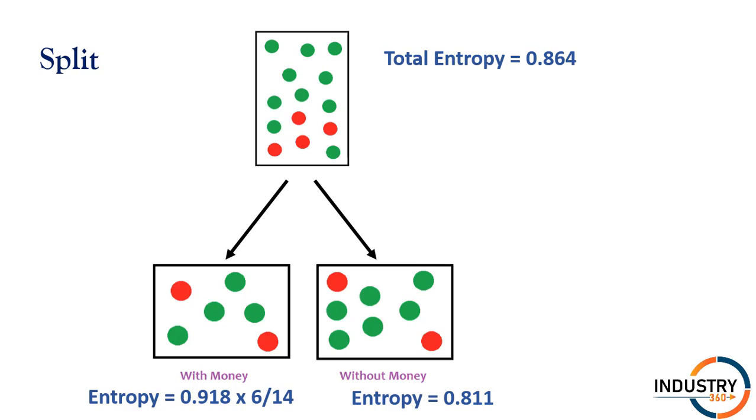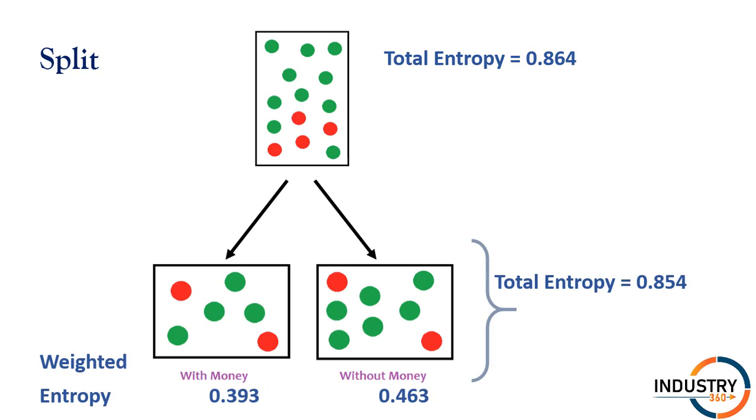And in a similar fashion, for the group without money, we are going to multiply the entropy value by 8/14, like this. Then we are going to add them up. This will give us a total entropy of 0.854. So now let's take a minute and recapitulate the numbers that we have here.